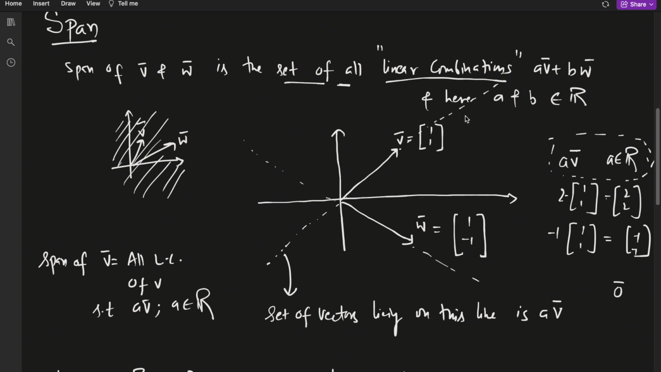So here the span of V is nothing but the set of all vectors lying on this line. And what is the span of W? The set of all vectors lying on the line on which W is lying. And what is the span of the linear combination of V and W? It is nothing but the span of the linear combination of these two sets of vectors, which would be the xy plane.